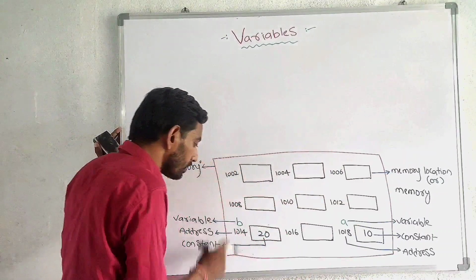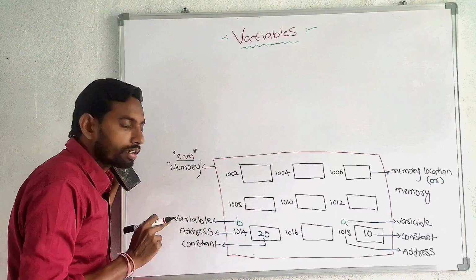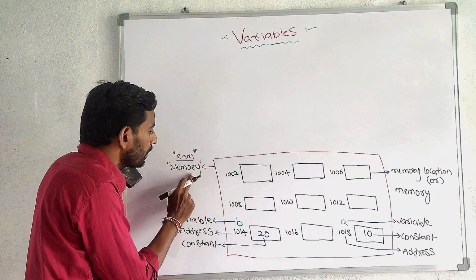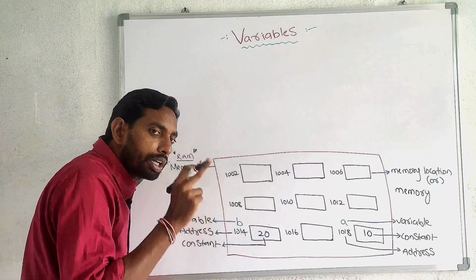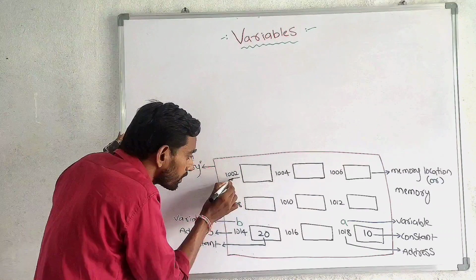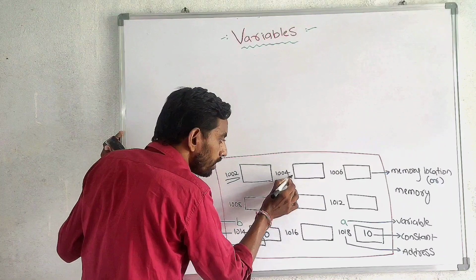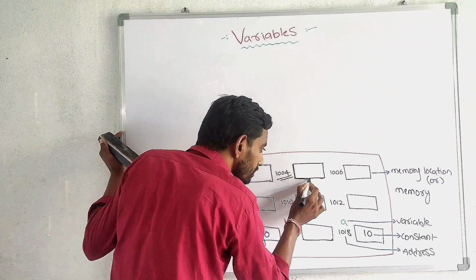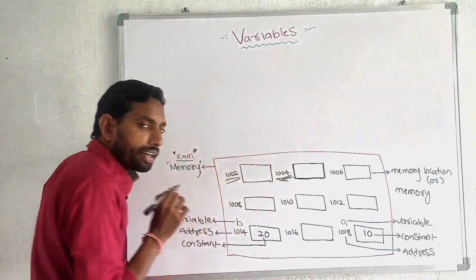This entire part is called memory or RAM, random access memory, inside the computer. Memory can be divided into a number of blocks. Each block is associated with, or allotted with, an address.